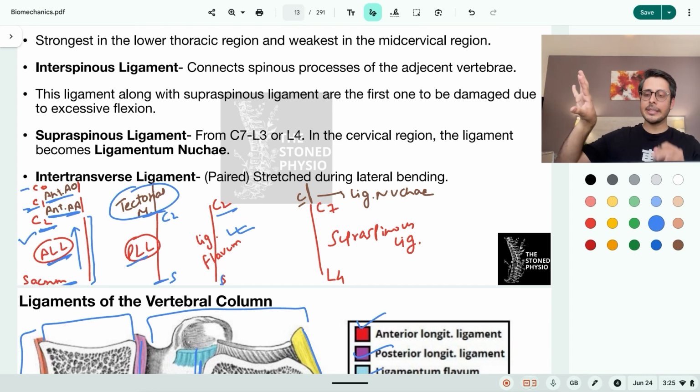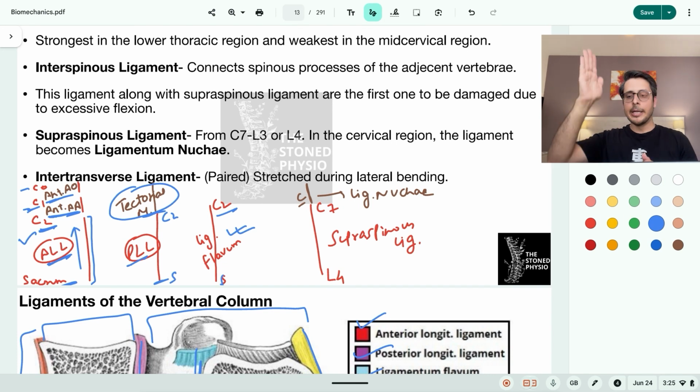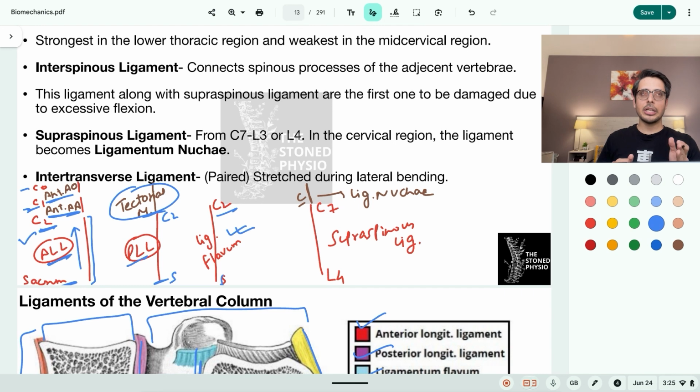The anterior longitudinal ligament and the posterior longitudinal ligament run between the sacrum and C2. The anterior longitudinal ligament has its extension called the anterior AA and anterior AO. The posterior longitudinal ligament has its extension called the tectorial membrane up above C2. The ligamentum flavum goes just between sacrum and C2.